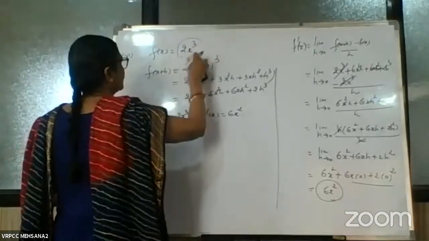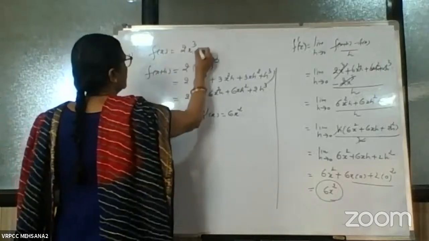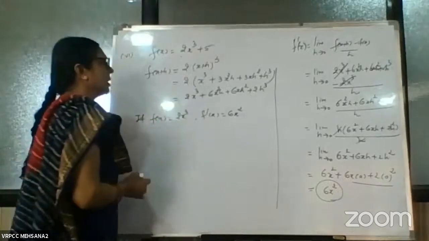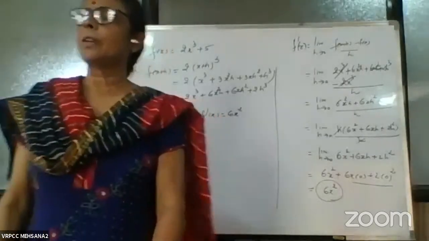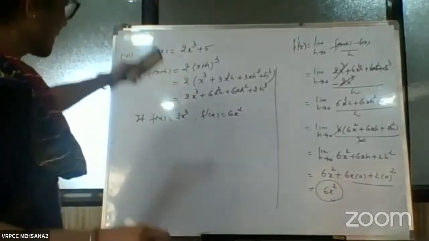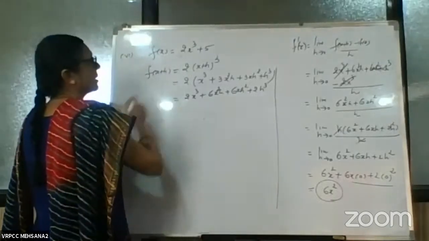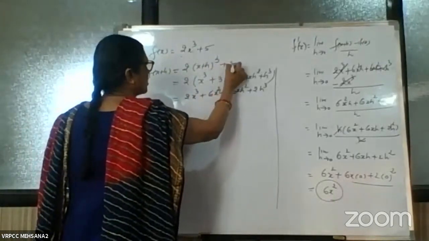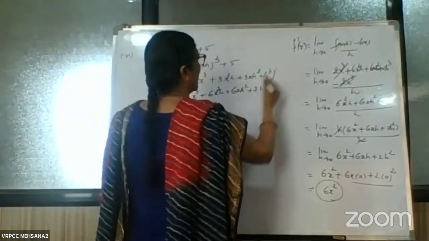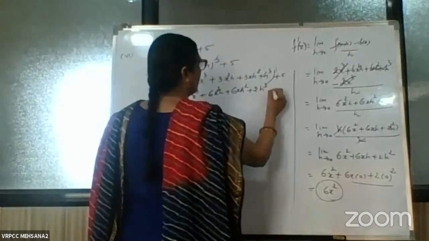Next example. Suppose f(x) is equal to 2x cube plus 5. Obtain f(x plus h): 2(x plus h) cube plus 5.